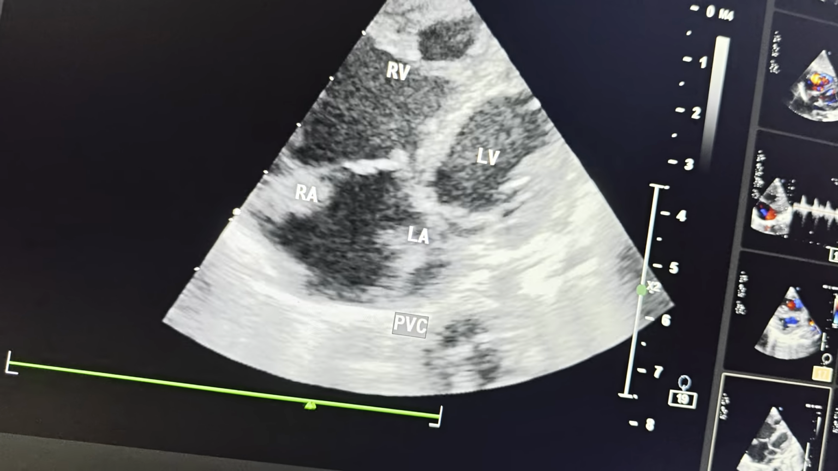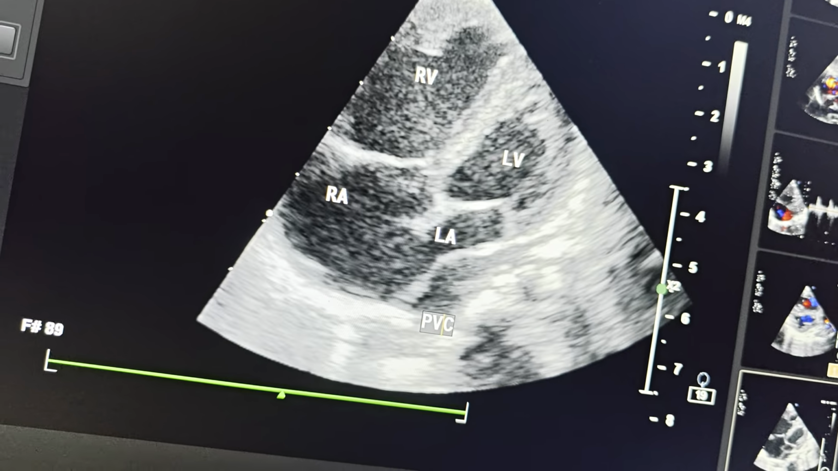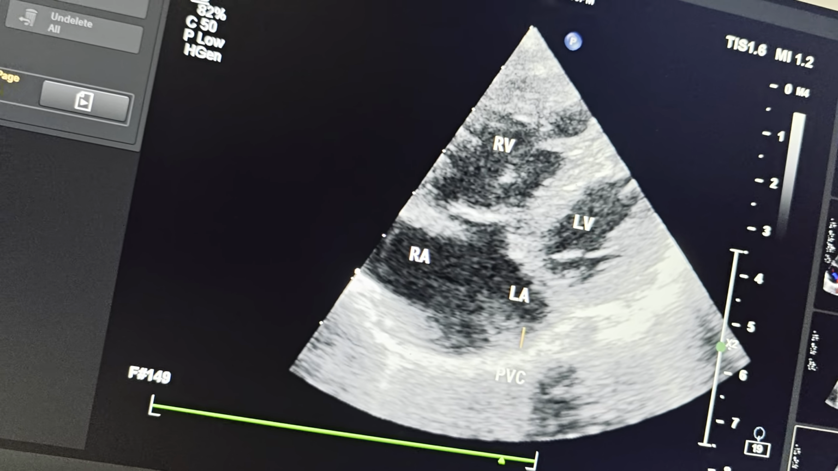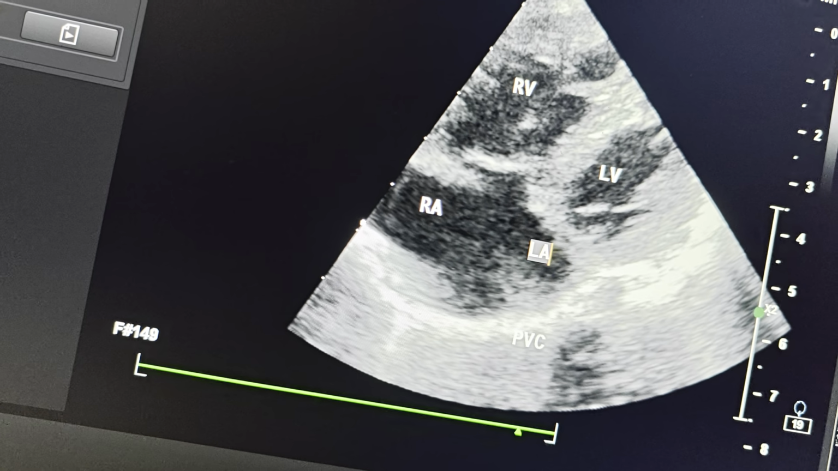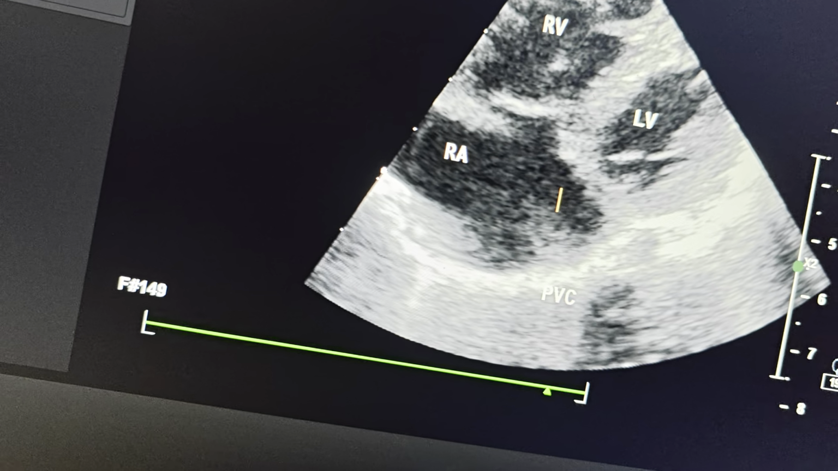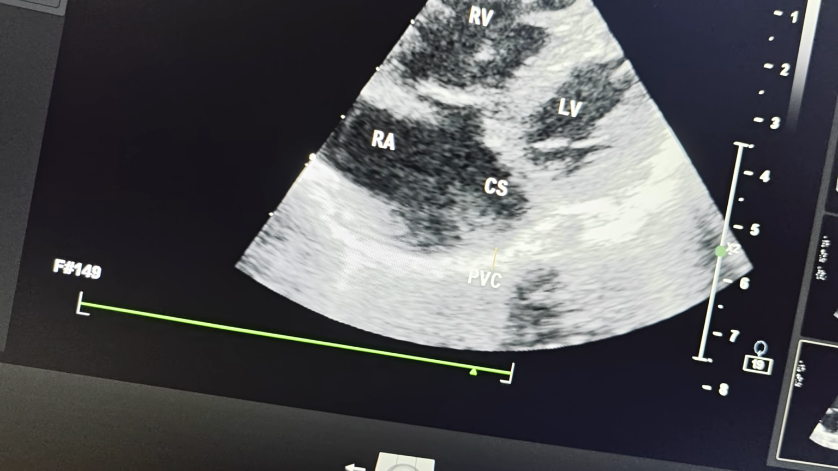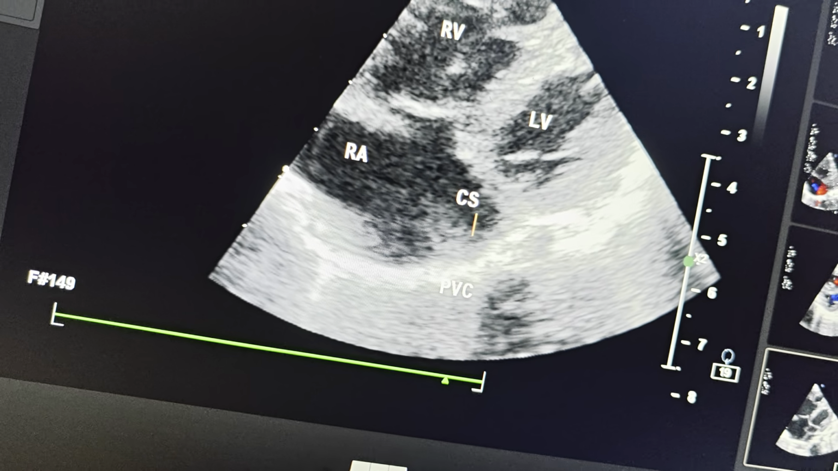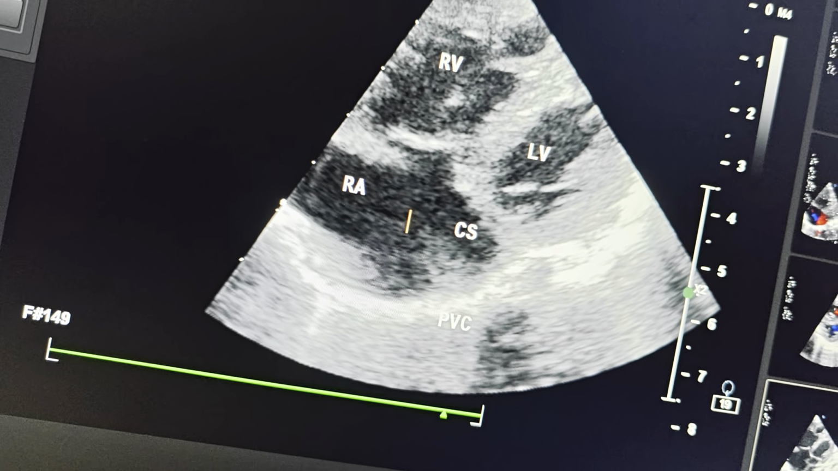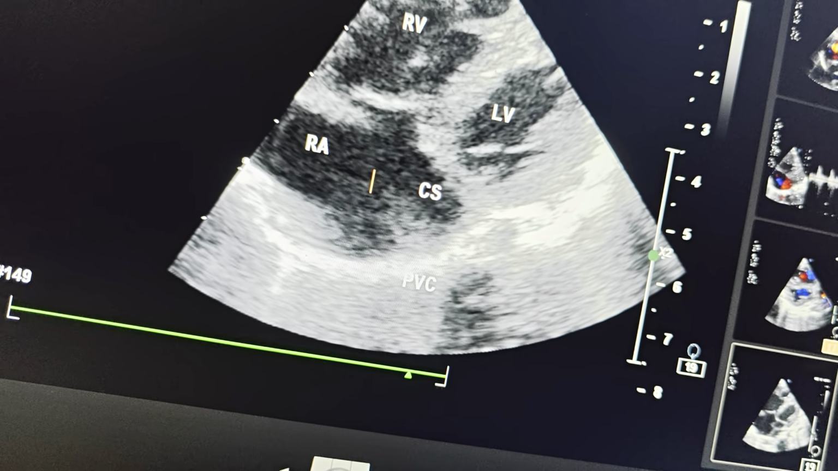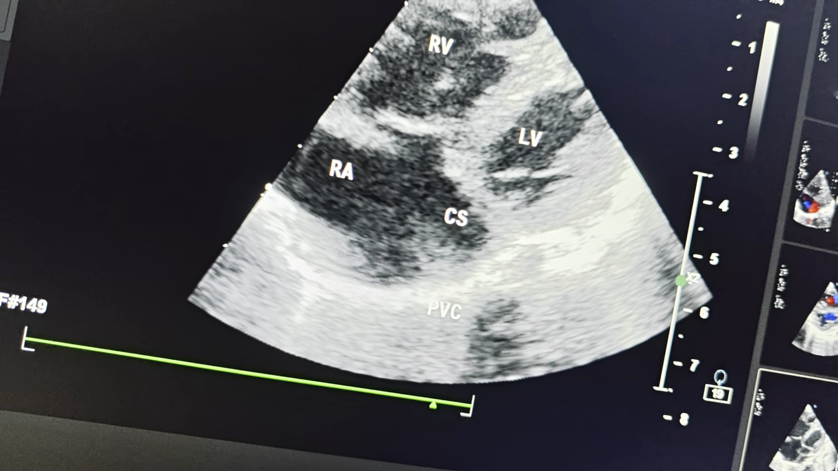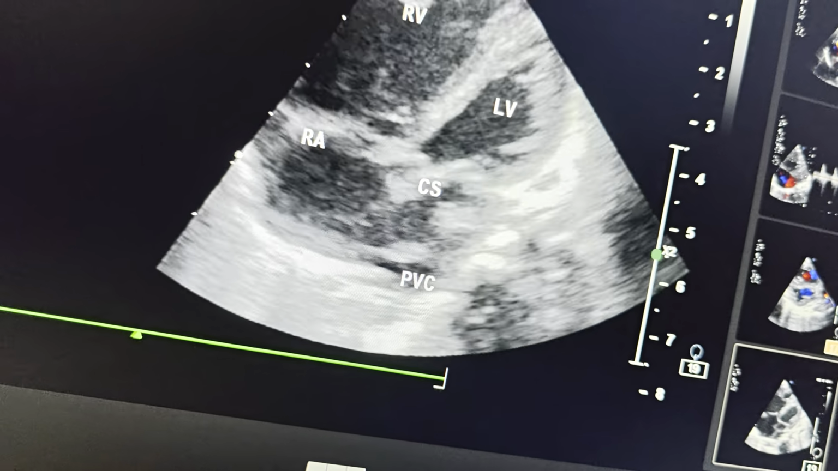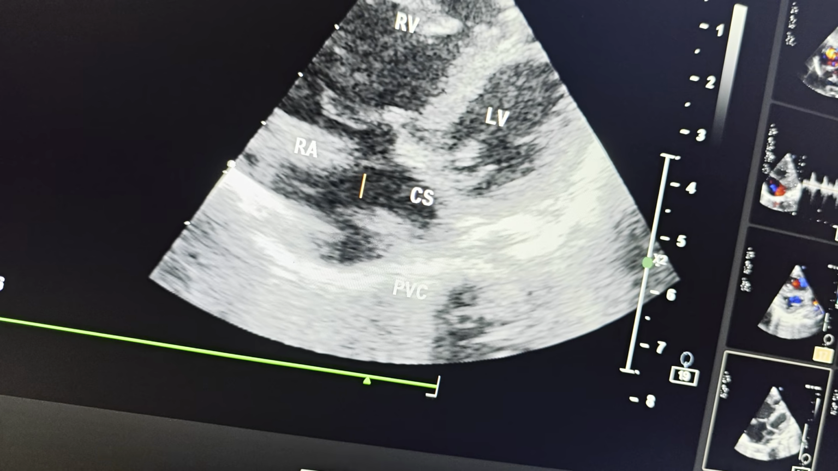You can see the moving image. Moving image by image, you see. This one is coronary sinus in this image. So pulmonary venous confluence draining into coronary sinus into right atrium. So that is the scenario. Coronary sinus.